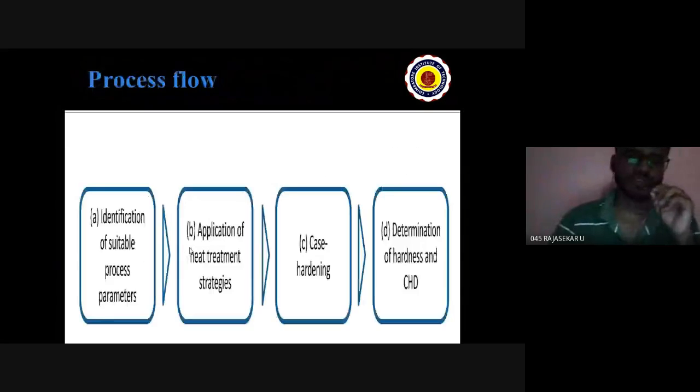Then this is the process flow. Let us first identify the suitable process parameters, which is followed by application of various heat treatment strategies. Then, depending upon that, we'll be going for various types of case hardening. Then, once the case hardening is completed, we'll go for the hardness test.